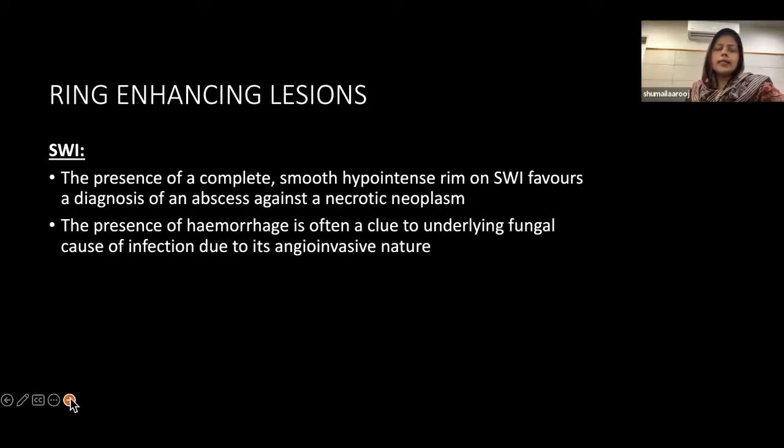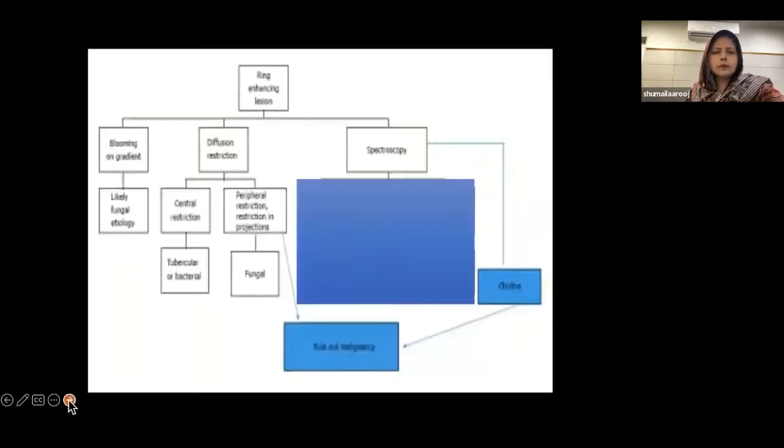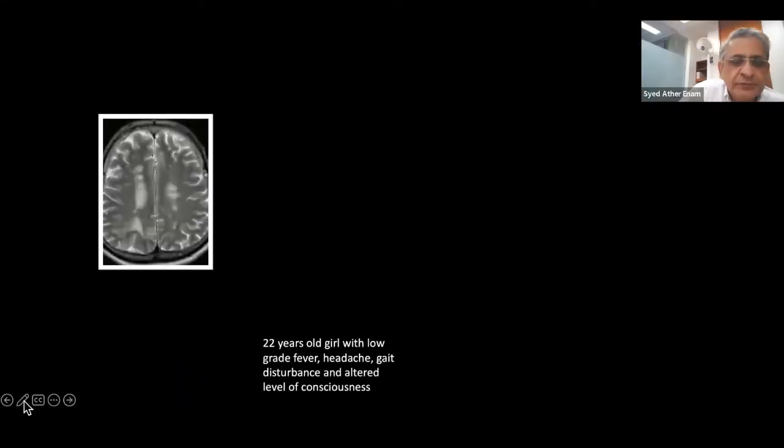Then the ring enhancing lesions, at times they can have a complete smooth hypointense rim on susceptibility weighted images, which shows the wall of abscess, as I showed in that thalamic abscess case which I shared initially. Similarly, these are different tables, and if you want to keep their screenshots, or this lecture will be recorded, you can at least characterize what the appearance is on different sequences.